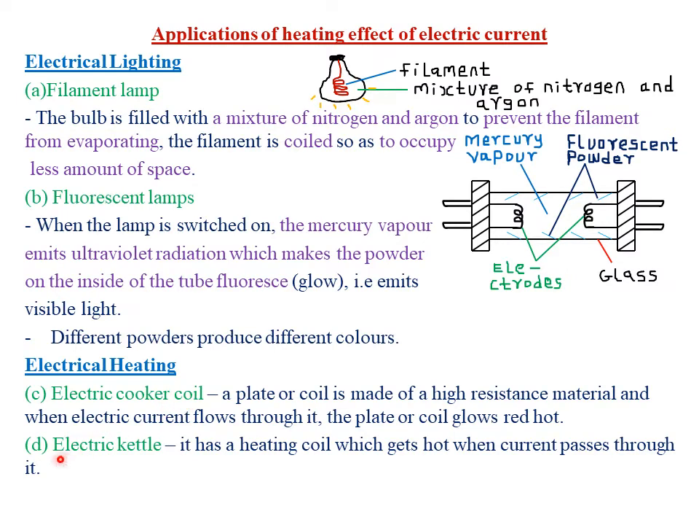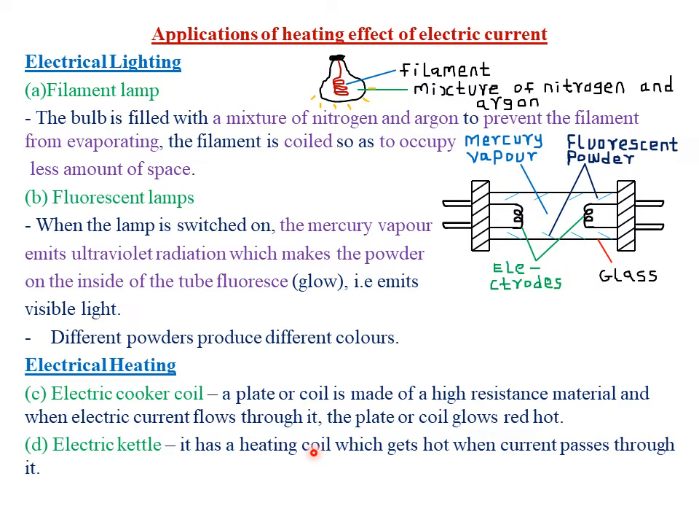Then the other application is in the electric kettle, whereby an electric kettle has a heating coil which gets hot when current passes through it. So remember, if you observe electric kettles, at the base or at the bottom of that particular electric kettle, we usually have a coil. We usually have a coiled conductor. So that coil is usually made of a material of very high electrical resistance, such that when the current flows through that particular coil, it is actually resisted.